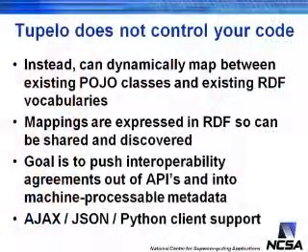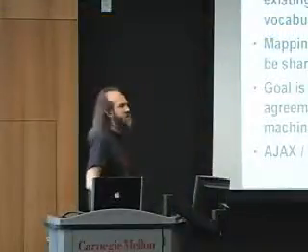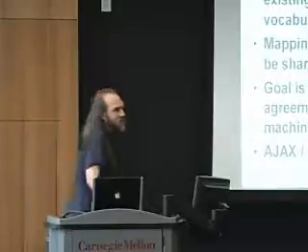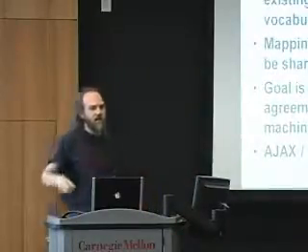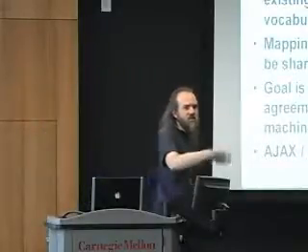Tupelo doesn't control your code. In other words, you don't have to change your object model in order to share those objects using Tupelo. Tupelo is written in Java. We can map existing Java classes to RDF vocabularies, and we do that dynamically instead of, for instance, requiring you to annotate your code and recompile. And those mappings are expressed in RDF so you can share them with other applications.